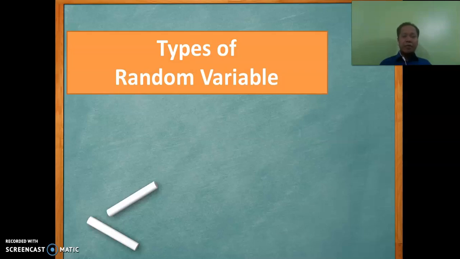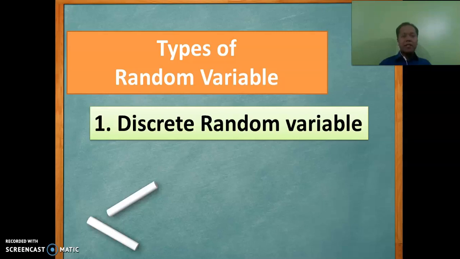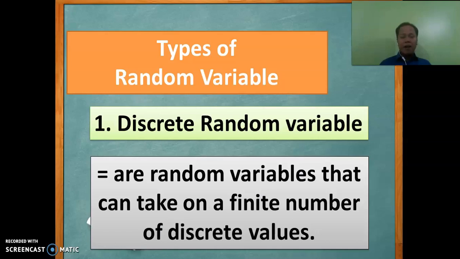Now, there are two types of random variable. The first type of random variable is the discrete random variable. Discrete random variables are random variables that can take on a finite number of discrete values. Some examples include the number of heads pertaining to tossing two coins, the number of siblings a person has, and the number of students present in the classroom at a given time.